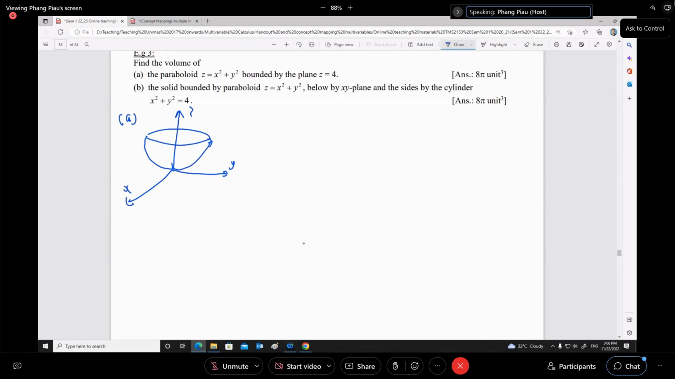X, y, and z. This paraboloid actually extends to positive infinity, but we want it bounded at z equal to 4. So z equal to 4 shows you that the projection region is this. When z is equal to 4, you have a circle with radius 2. Then you can easily know that the limit for theta is from 0 to 2 pi, and your r here is from 0 to 2.